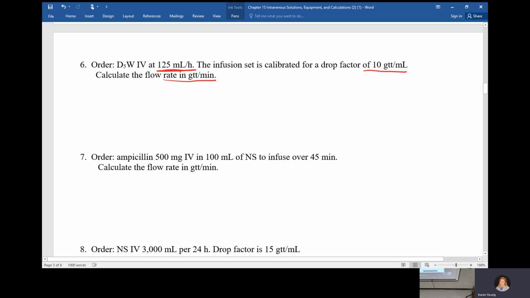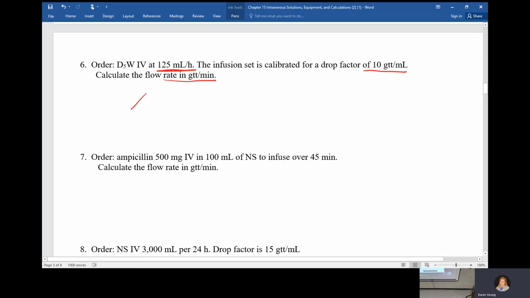On these questions in the homework and on the test, I will just ask you to calculate the flow rate. If you're given a drop factor, you automatically calculate it in drops per minute. If you're not given a drop factor, then you calculate it in milliliters per hour. Unless it says calculate in drops per minute, then you've got to do something else.